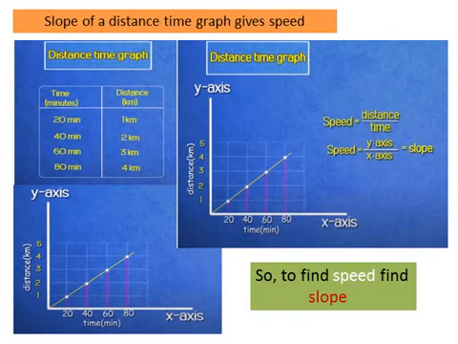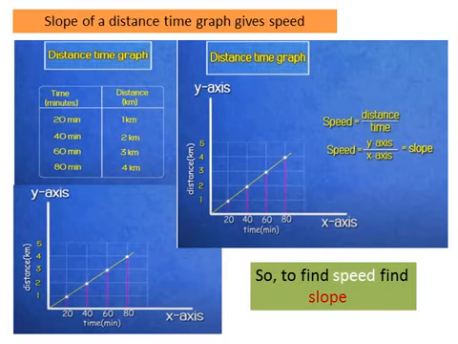Look at the tabular column here. In 20 minutes it has covered 1 kilometer, in 40 minutes it has covered 2 kilometers, in 60 minutes it has covered 3 kilometers, and in 80 minutes it has covered 4 kilometers. Now when you examine the time, they are at regular intervals, each 20 minutes. When you examine the distance also, they are at a regular interval of 1 kilometer. Therefore, the body covers equal distance in equal intervals of time.